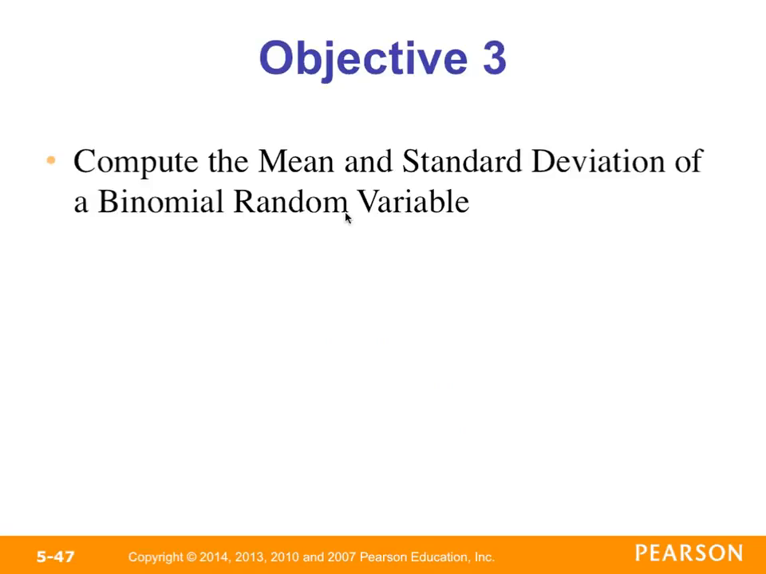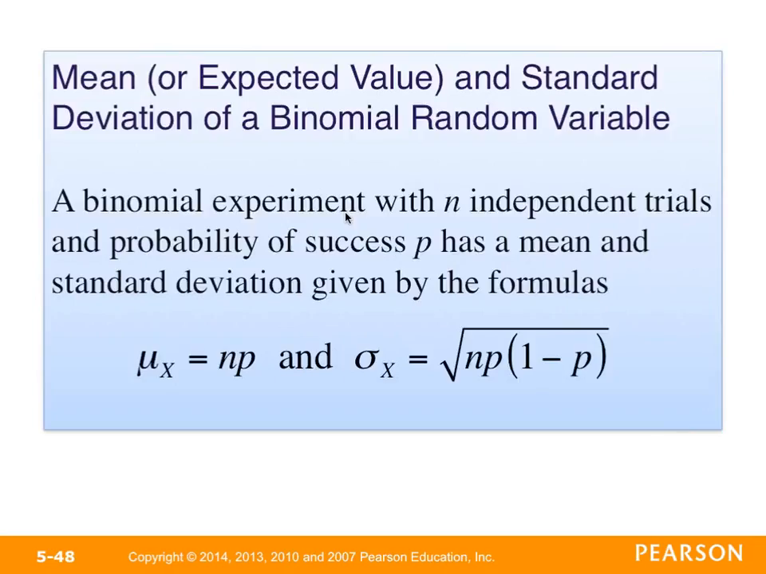Objective 3 in this section is to compute the mean and the standard deviation of a binomial random variable. So we have a mean, or we can call it expected value, and a standard deviation formula for binomial random variables. And these are actually, I hate to say easy, but they're pretty easy formulas. They're a little easier than the other ones we've seen in this section. So we know that there are n independent trials. We know that the probability of success is p, and we know that the standard deviation is going to be denoted with this symbol right here.